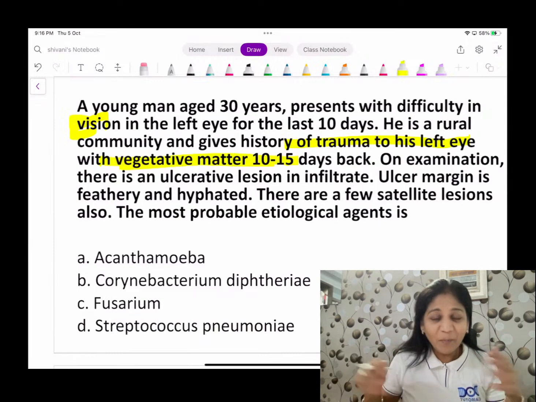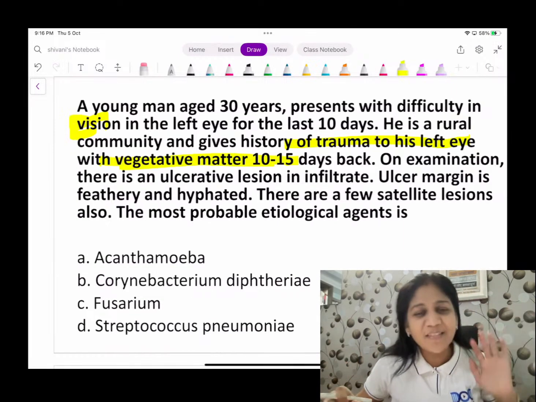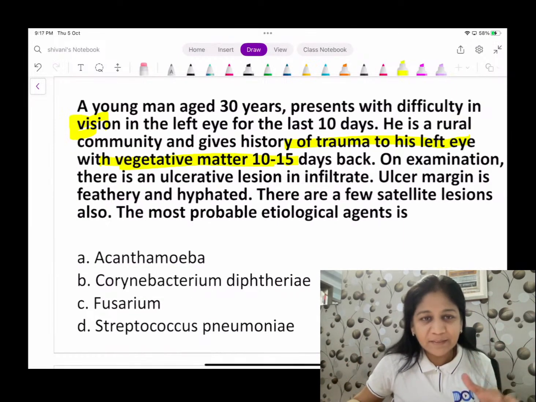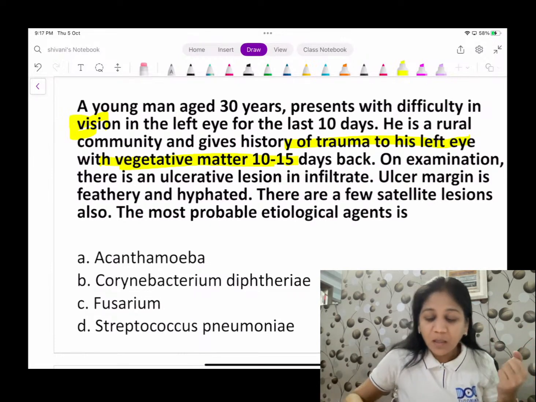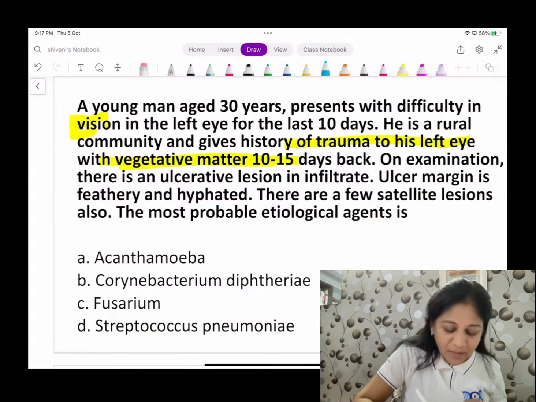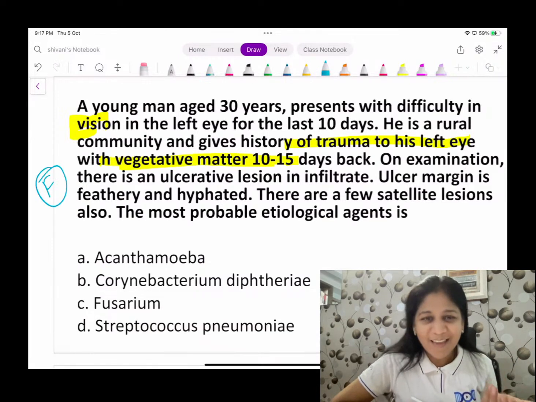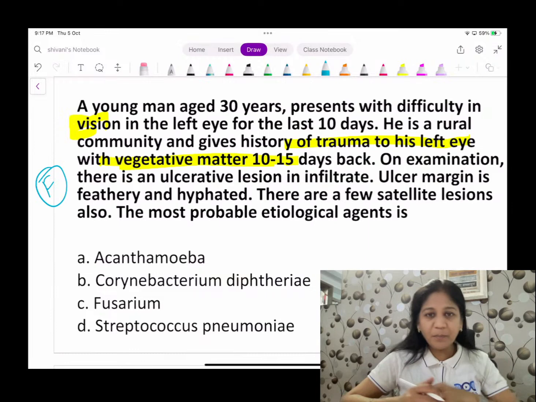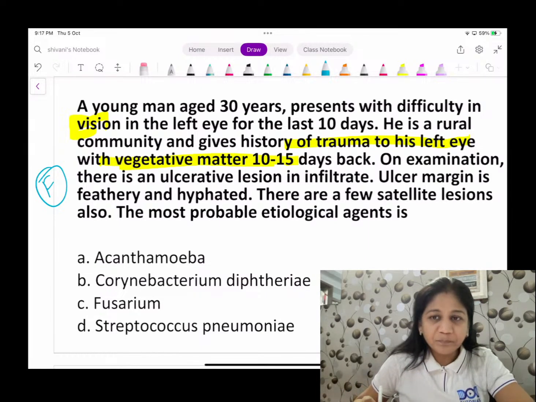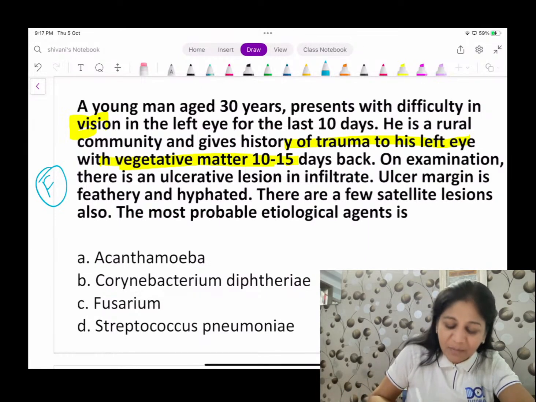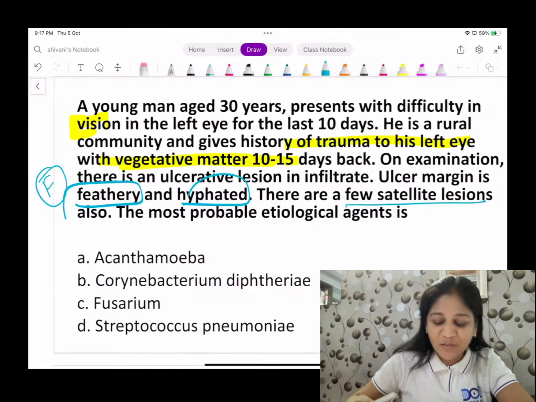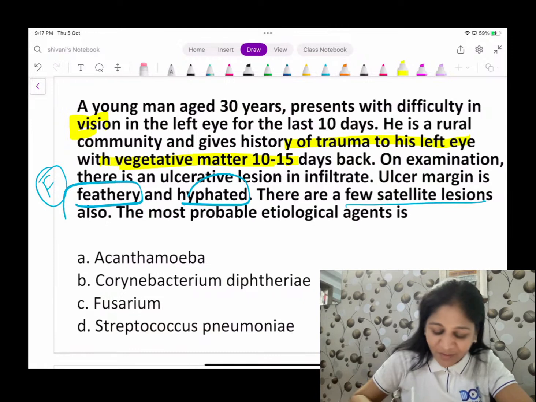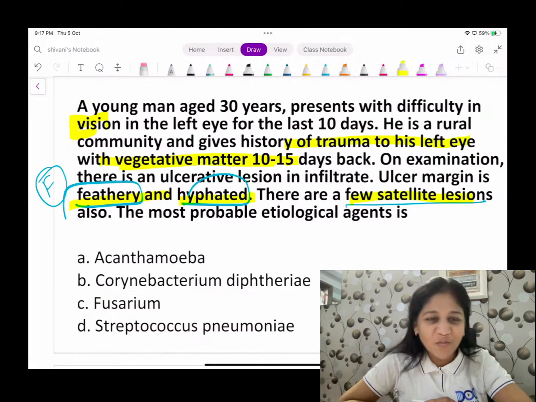So guys, most of the time, my question ends here. The moment I see a history of trauma by vegetative material, what comes into my mind? The first thing which comes into my mind is that this is a case of fungal ulcer. Now, when I examined the patient, what did I see? I see there is a feathery margin, there is a hyphate thing, and there are satellite lesions also. So guys, what else do you want? You have everything which is suggesting that this is a case of fungal ulcer.